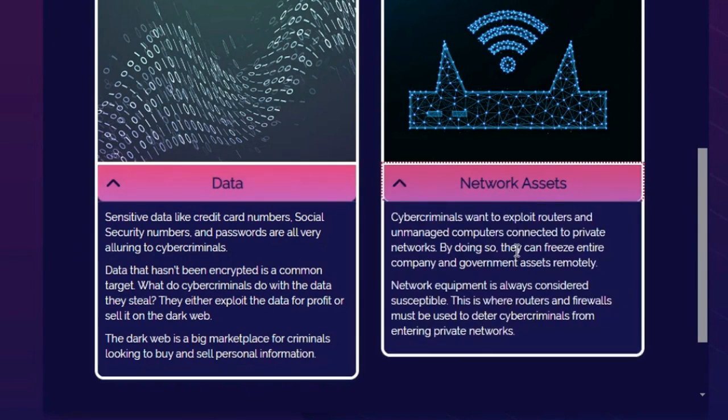Cyber criminals want to exploit routers and unmanaged computers connected to private networks. By doing so, they can freeze the entire company and government assets remotely. They can get into your network asset access. Network equipment is always considered susceptible. This is where routers and firewalls must be used to deter cyber criminals from entering private networks. All right, let's look at page 5.